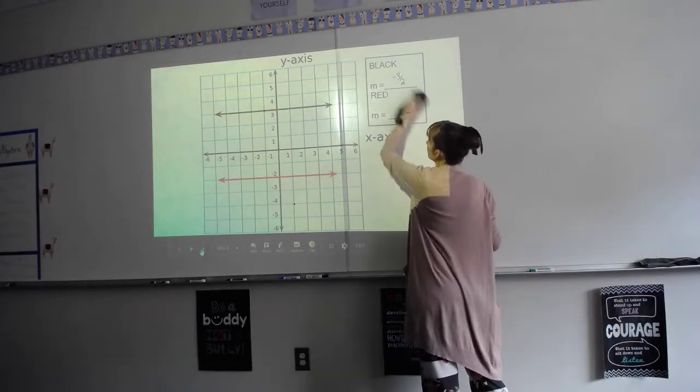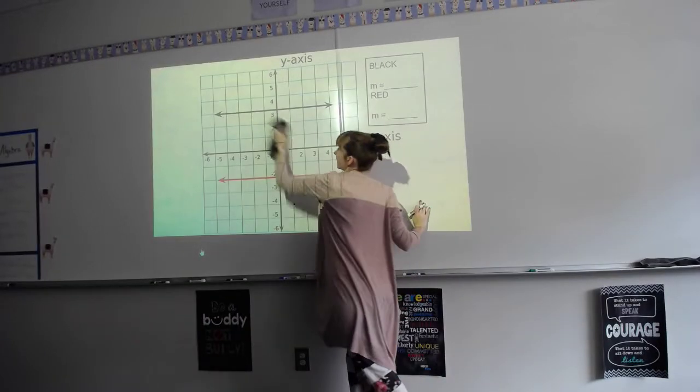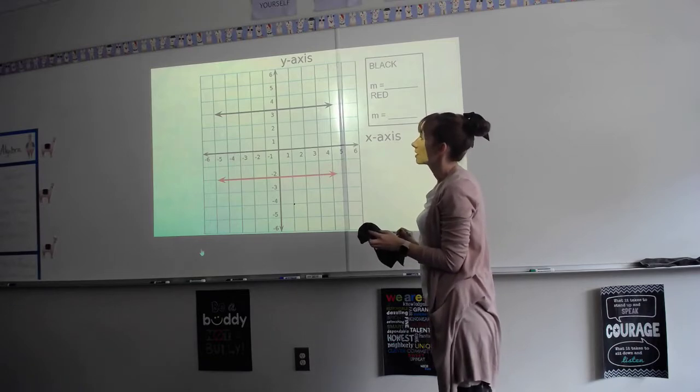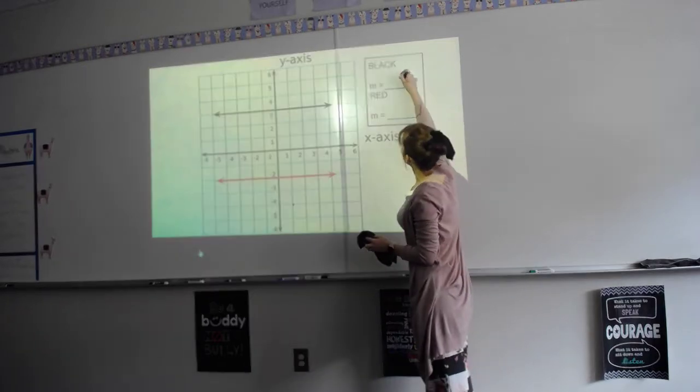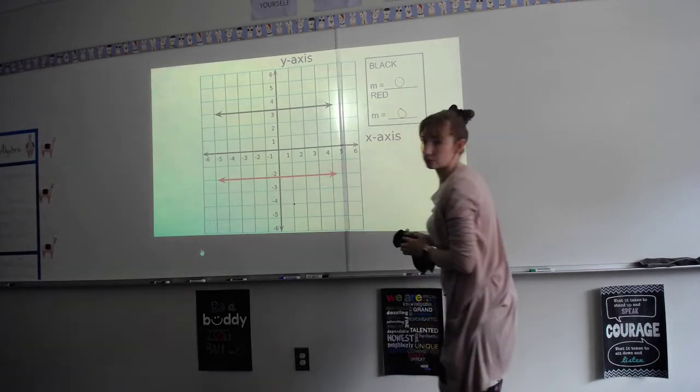We have a pair of horizontal lines, and I really hope you remember that the slope for horizontal lines is 0. So the slope for my black line is 0, and the slope for my red line is 0.